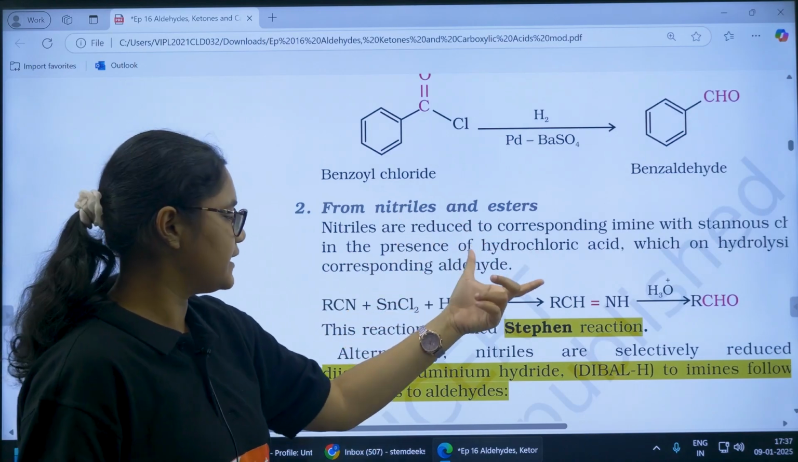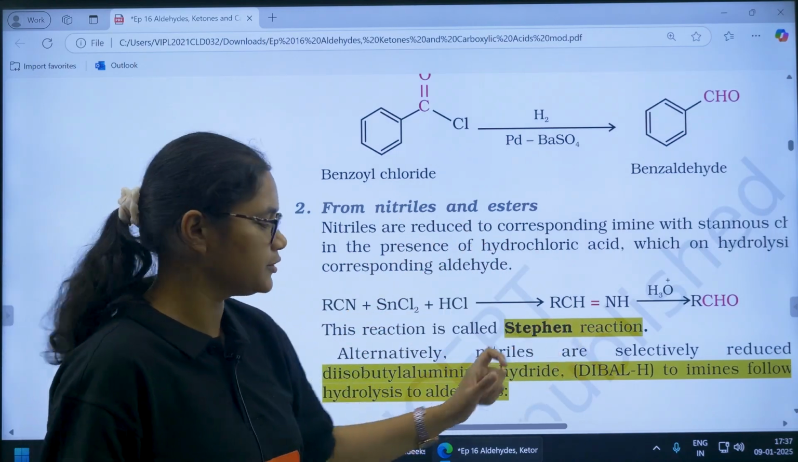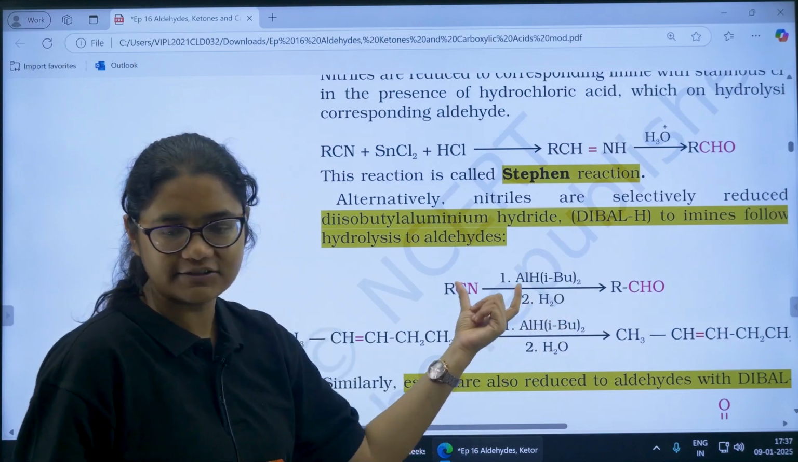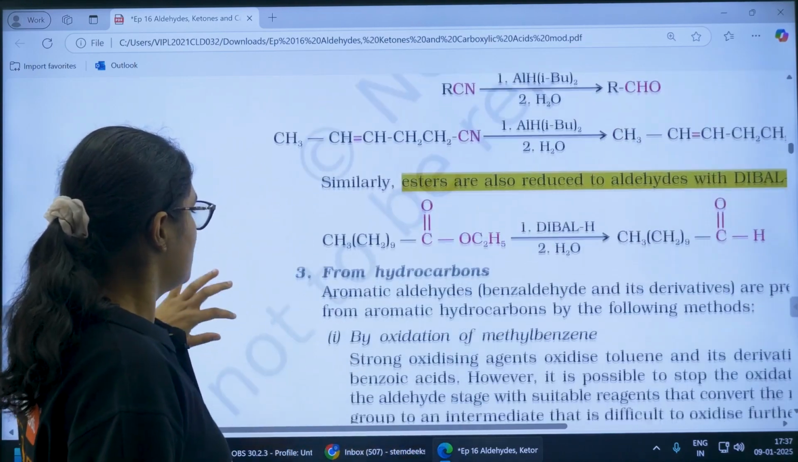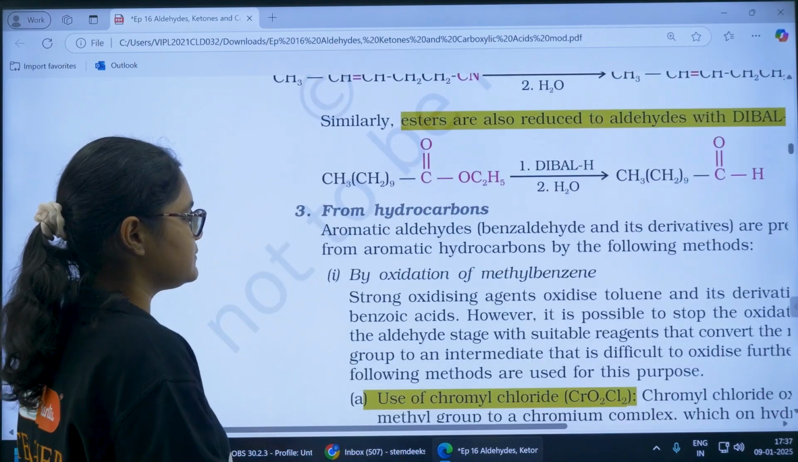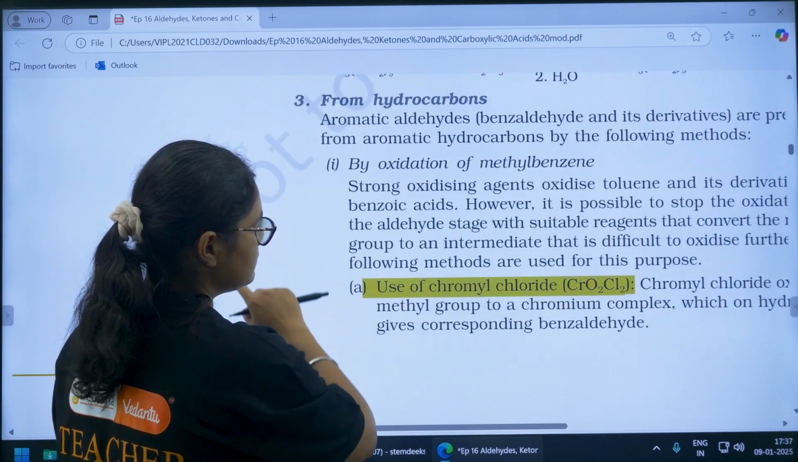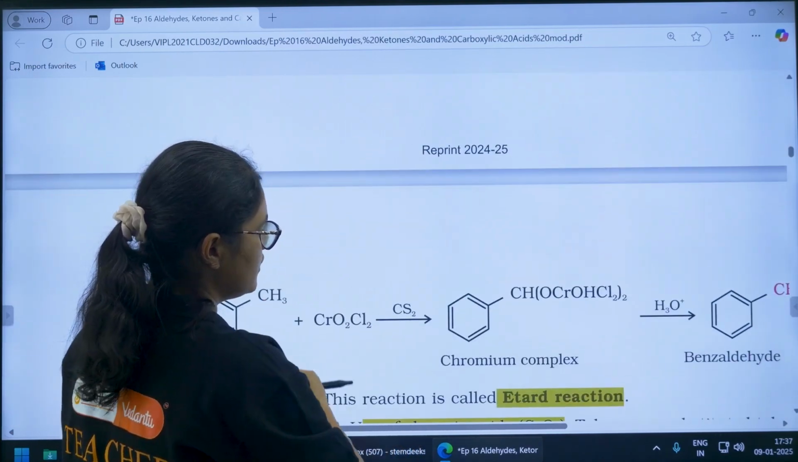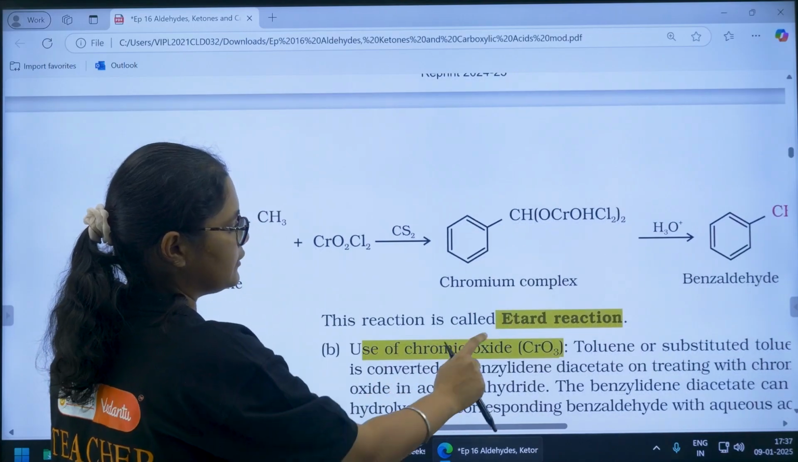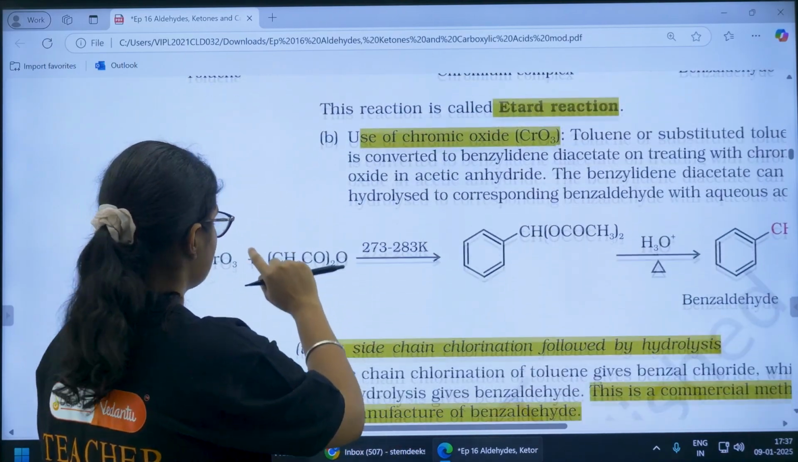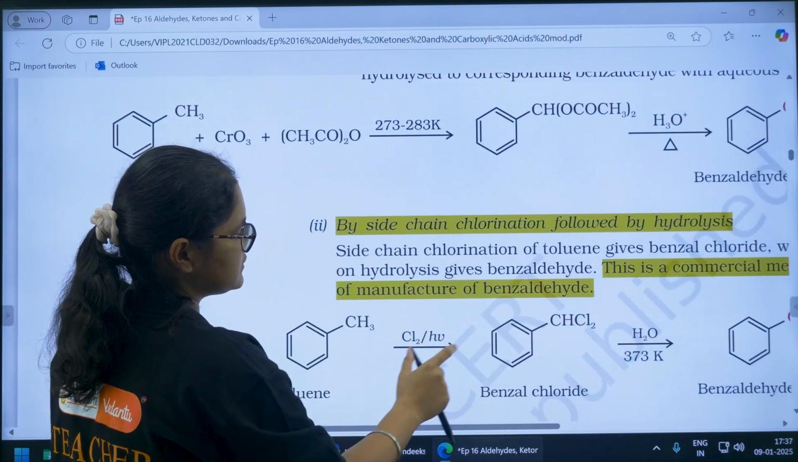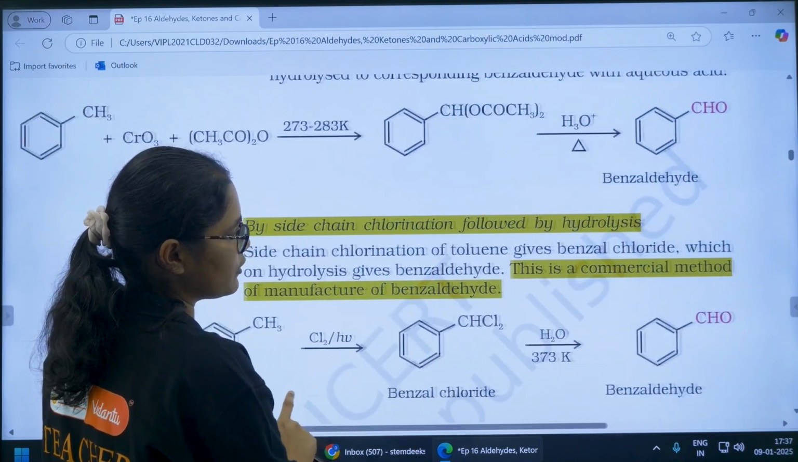Next, from nitriles and esters you have the Stephen reaction, and one more thing, that is DIBAL-H reagent. Next, from hydrocarbon, that is by oxidation of methyl benzene, use of chromyl chloride, that is your Etard reaction, and use of chromic oxide. Next we have side chain chlorination, this mechanism is there.